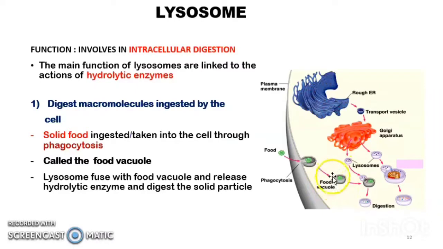So what happened to this food vacuole? Later, lysosome will fuse with the food vacuole and release hydrolytic enzyme and digest the solid particle. So kalau awak nampak dekat sini, Golgi apparatus will produce the lysosome. This lysosome will fuse with the food vacuole and release its hydrolytic enzyme, and the food content inside of the food vacuole will be digested, and then the nutrient will be absorbed into the cytoplasm of the cell. So this is the first function of the lysosome.